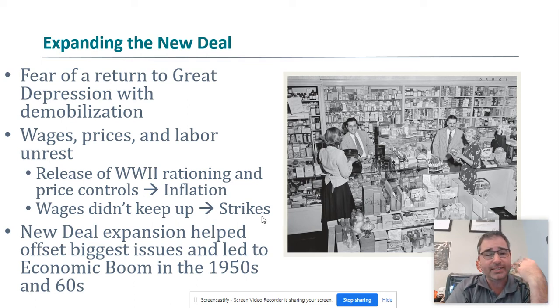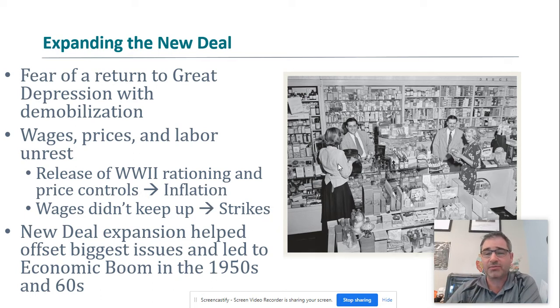So the United States needed a plan to deal with coming off of those World War II ration and price controls. Because coming off of the rations and price controls, people had a lot of money to spend, which meant they went out and spent it, which means there wasn't enough stuff. And you remember our supply and demand curves. This leads to inflation, and inflation that the wages couldn't keep up with. And because wages couldn't keep up with it, that led to a number of strikes, which meant labor unrest. So the United States needed a plan, and it came up with a plan to offset some of these big issues by expanding New Deal programs.